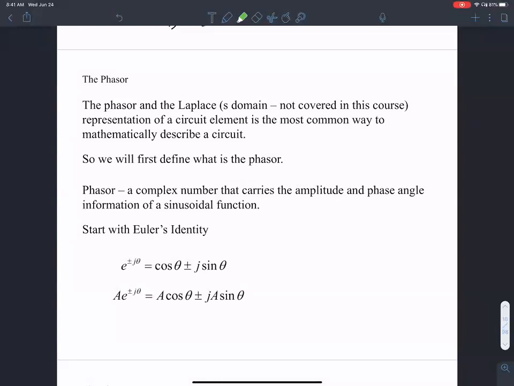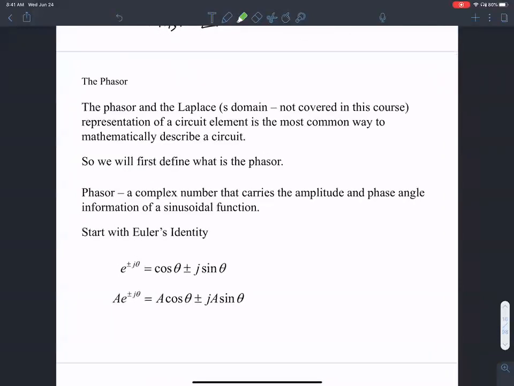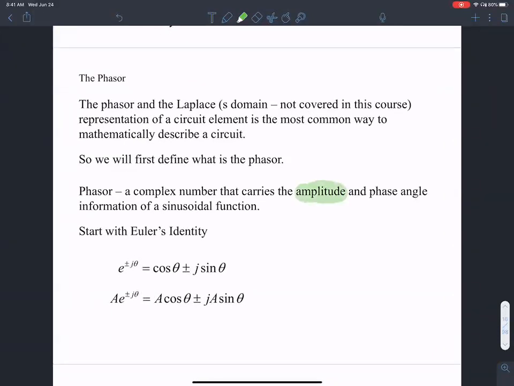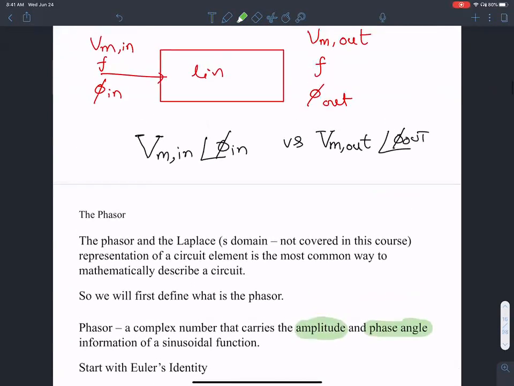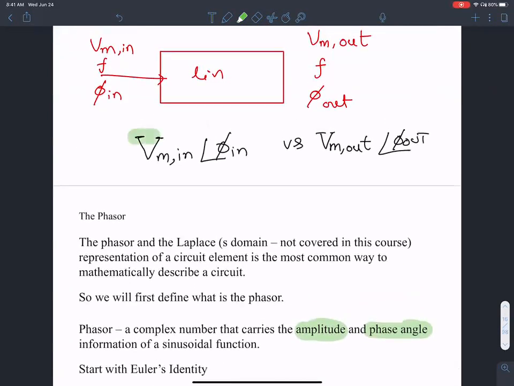Okay, we define what a phasor is. A phasor is a complex number that carries the amplitude and phase angle information about a sinusoid function. So I just defined a phasor for you.